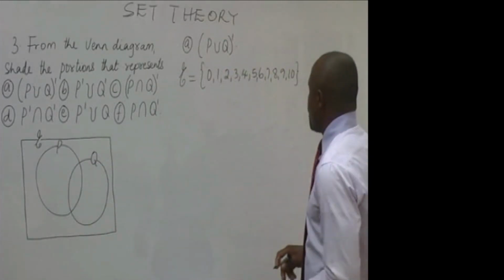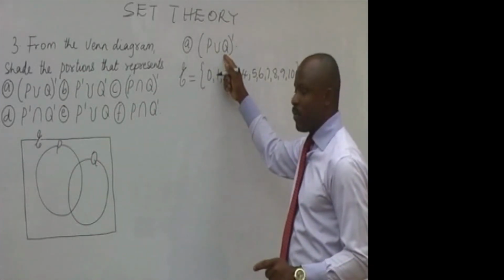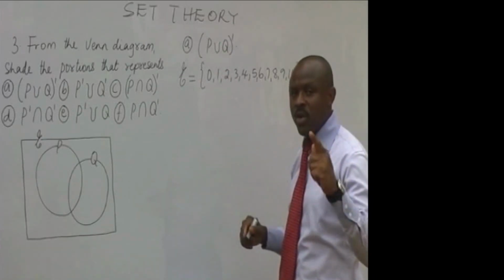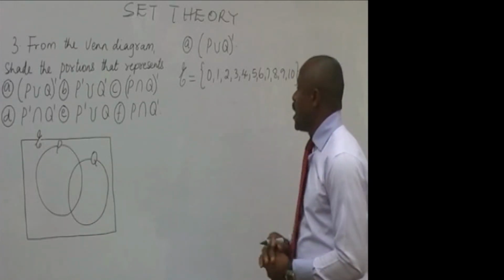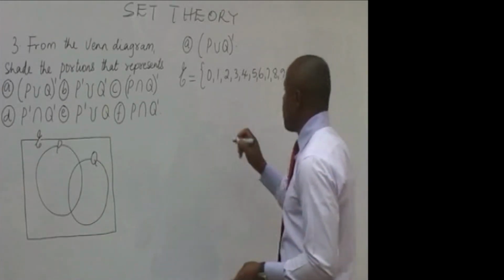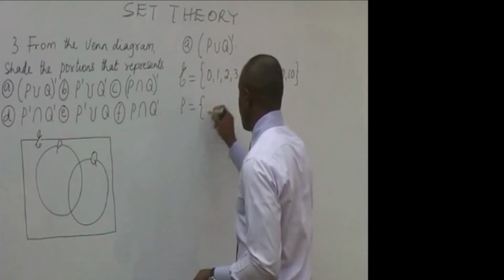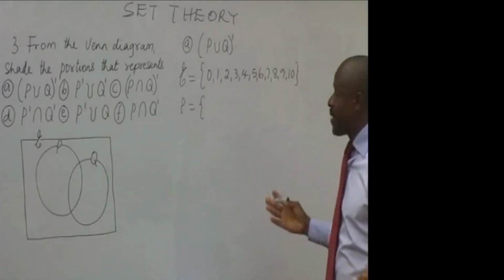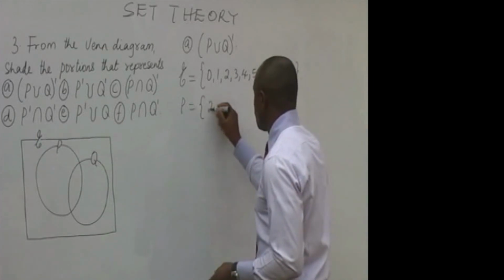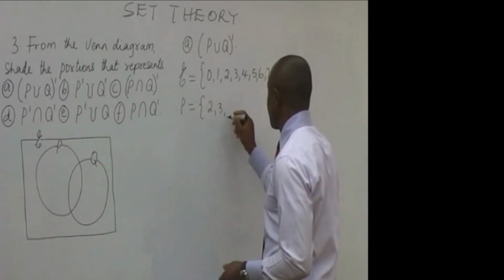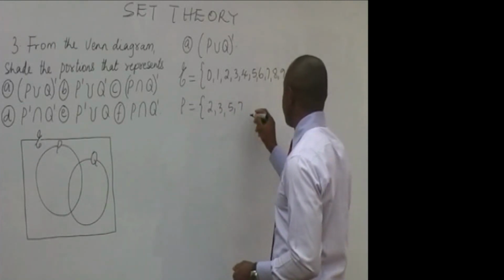Now, when you are choosing the members of your P and your Q, make sure you choose them in such a way that there will be a P intersection Q. So let's choose as members of our P prime numbers. Prime numbers are 2, 3, 5, and 7.